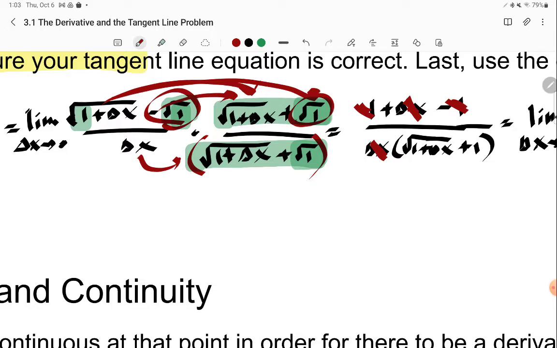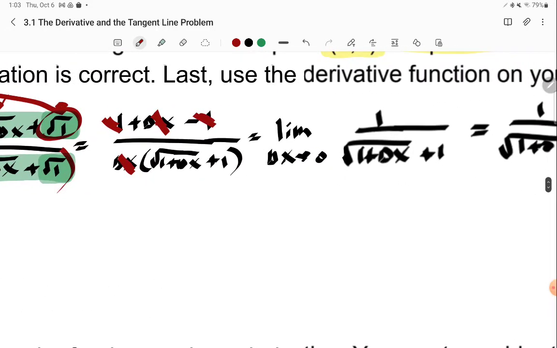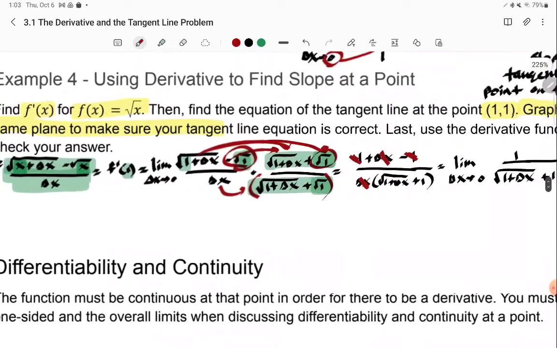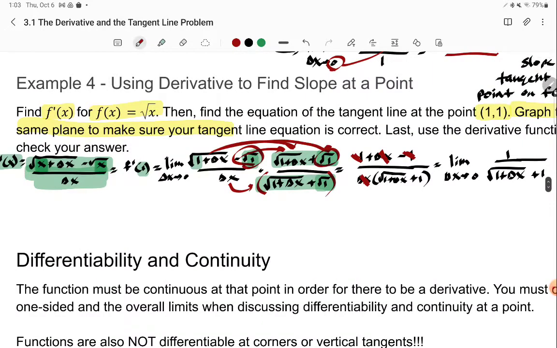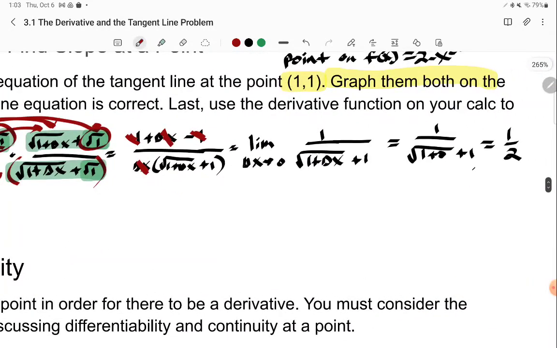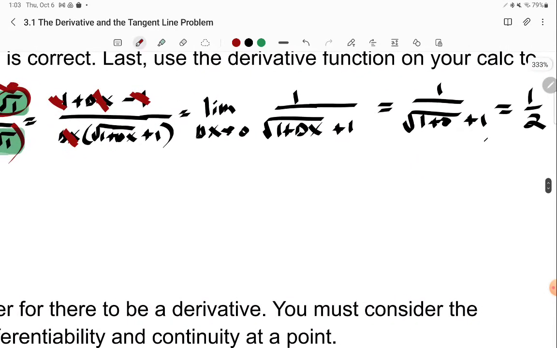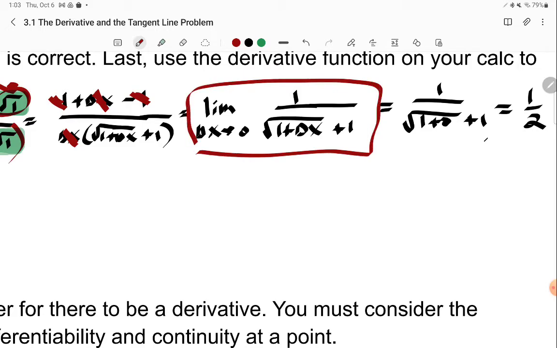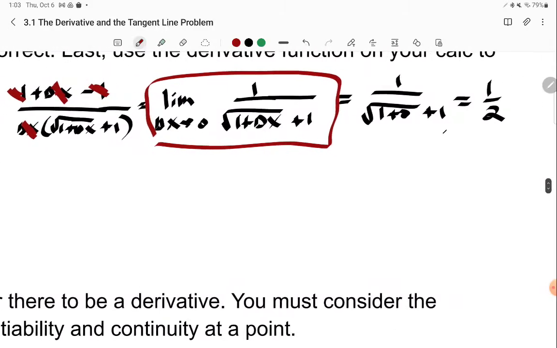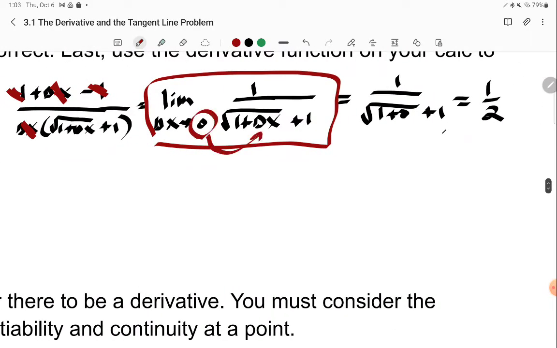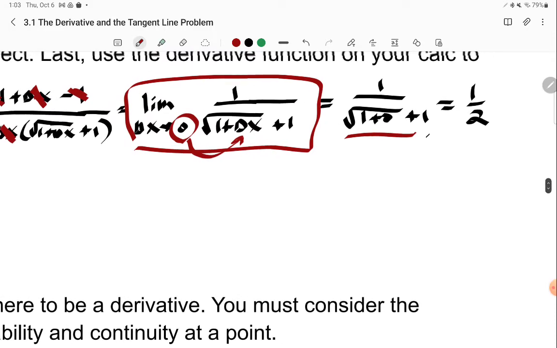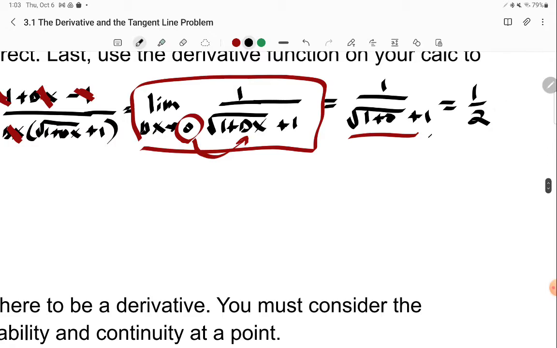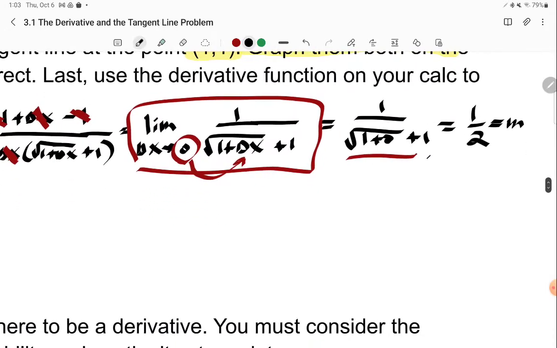Now, once everything cancels in here, if you need to pause it to digest this a little bit, just go ahead and do that. But over here, when all of the smoke clears, this is what we have. You have a 1 in the numerator, and then the square root of 1 plus change of x plus 1 in the denominator, and you can plug it in. So right now, if you plug that in, you end up getting just 1 over 1 plus 1, which is 1/2. And so this is our slope at 1, 1.